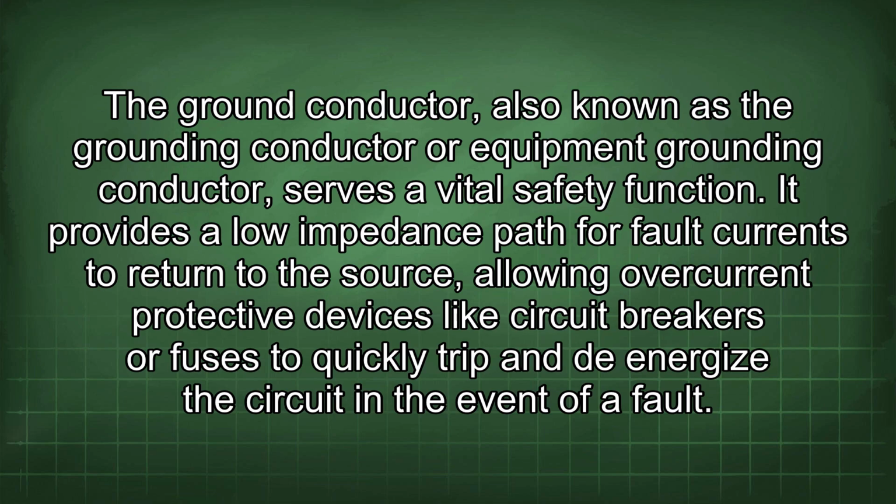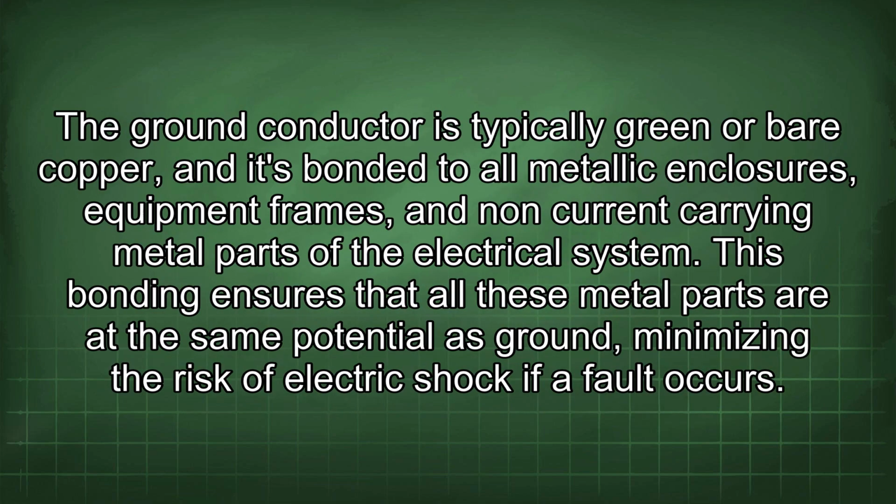The ground conductor, also known as the grounding conductor or equipment grounding conductor, serves a vital safety function. It provides a lower impedance path for fault currents to return to the source, allowing overcurrent protective devices like circuit breakers or fuses to quickly trip and de-energize the circuit in the event of a fault. The ground conductor is typically green or bare copper, and it's bonded to all metallic enclosures, equipment frames, and non-current carrying metal parts of the electrical system. This bonding ensures that all these metal parts are at the same potential as ground, minimizing the risk of electric shock if a fault occurs.